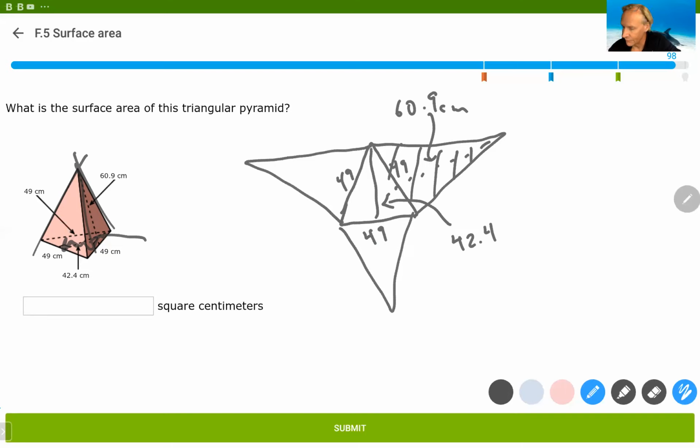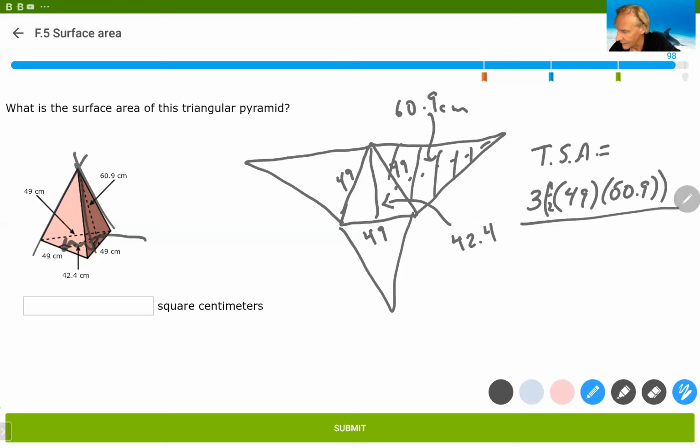So let me just write a quick formula here. The total surface area. You've got three of these, which are 49 by 60.9 times a half, or divided by 2. Okay, so those are these three, and then you have the base, which is the very bottom part. And that's 1/2 the base, which is 49, the height, which is 42.4. So there's my total surface area. Let's see what I got.